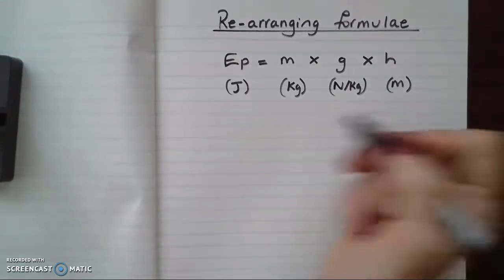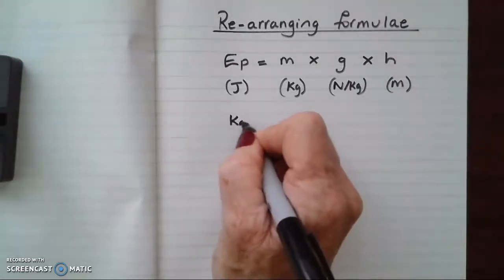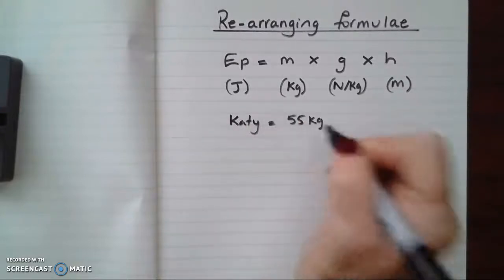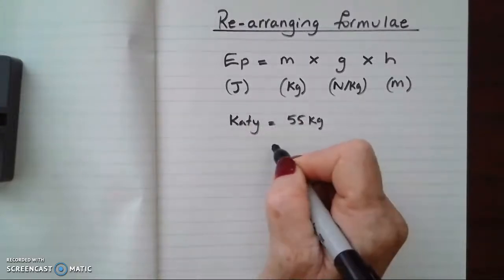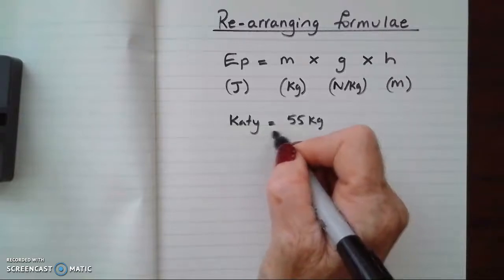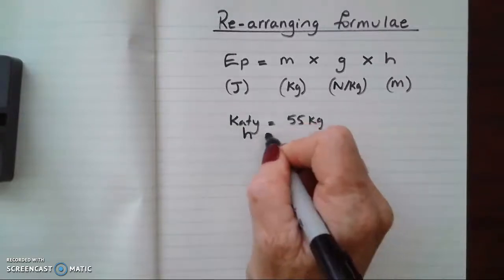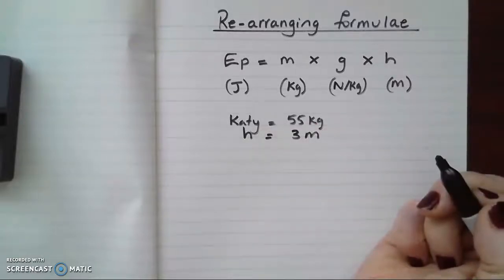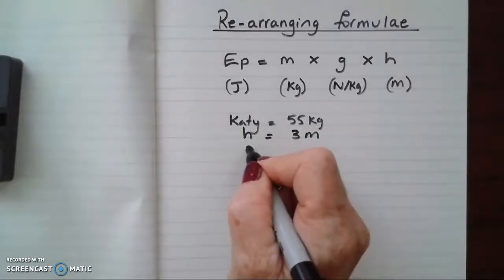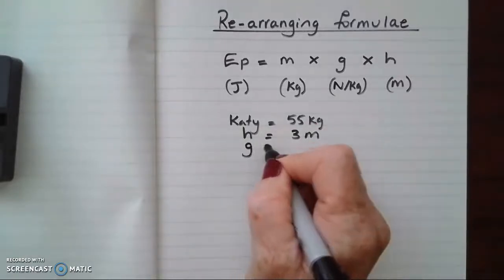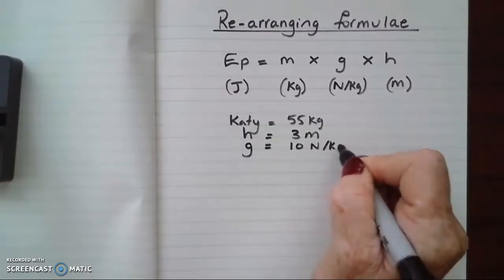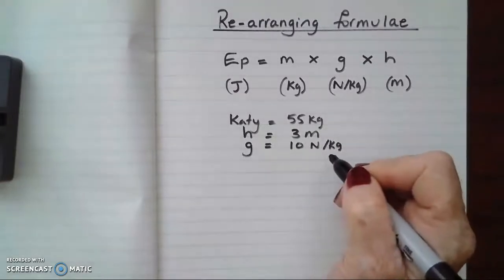So let's say we got a question like Katie, who's got a mass of 55 kilograms. She wanted to climb her ladder, which had a height of, I don't know, let's say 3 meters, really tall ladder, because she wants to clean her gutters out. Okay, and for this question, we're going to take gravitational field strength to equal 10 newtons per kilogram. You'll always be given that value in the question.